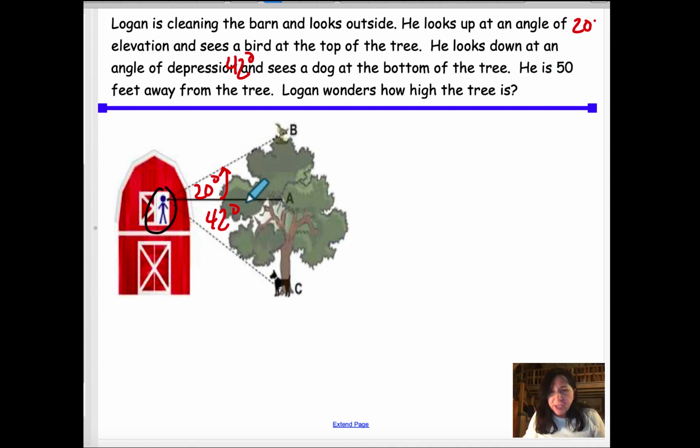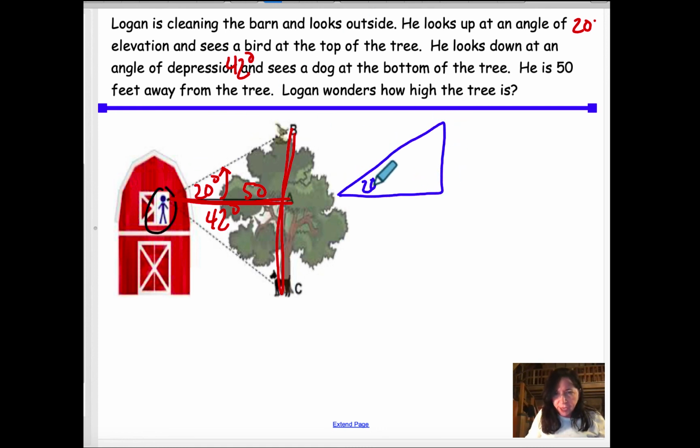He is 50 feet away from the tree. So this is 50 feet right here. What we're asking is, how high is this tree? So we want this length right here, which means that we have to do 2 tangent problems in order to get that. So the first one right here, this is 20, this is 50. We want to find that value.